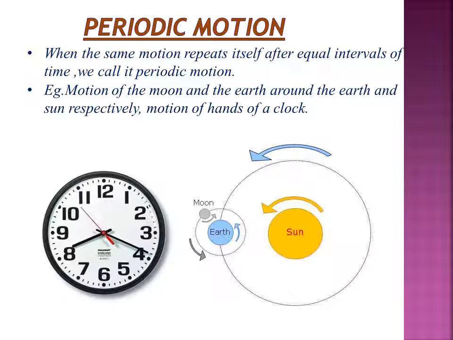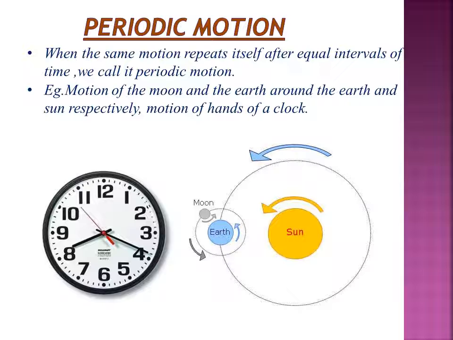Similar is the case with the motion of the moon and the earth. The motion of the moon around the earth is fixed, that is 27.5 days. That's why we can see only one half of the moon. It is logical, it has been proved. And the earth also revolves around the sun. That means it also takes a fixed time, that is 365 days. It has certain fixed equal intervals.